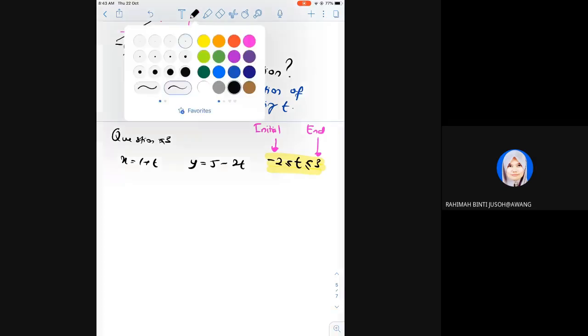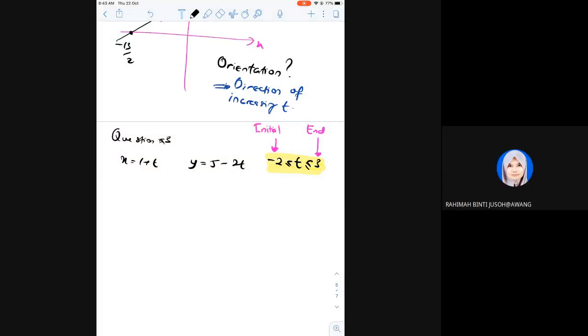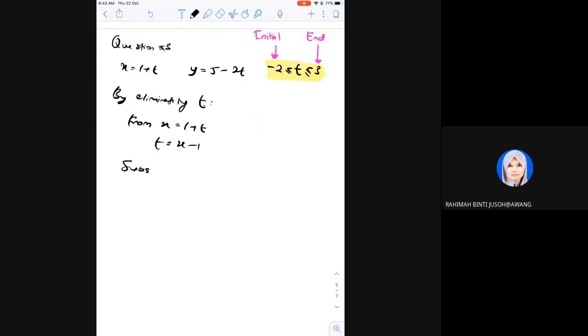So now, of course we can take, okay, by eliminating t, we can take straight away from x, right? So from x, we have t equals to x minus 1. So just substitute in y. So we have y equals to 5 minus 2t. So y equals to 5 minus 2 times x minus 1. So we will have y equals to 5 minus minus 2 become plus 2. So 7 minus 2x.